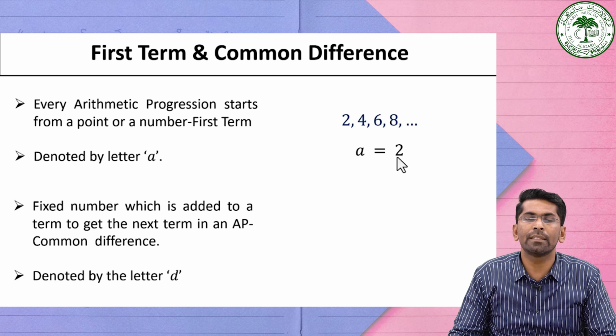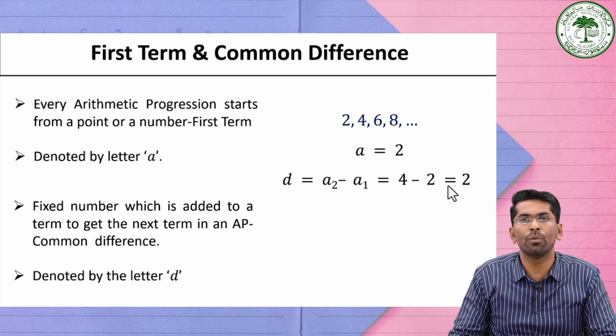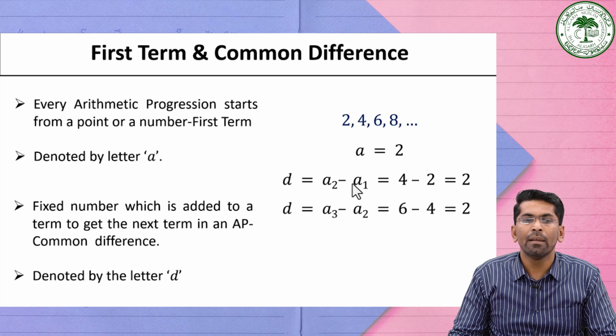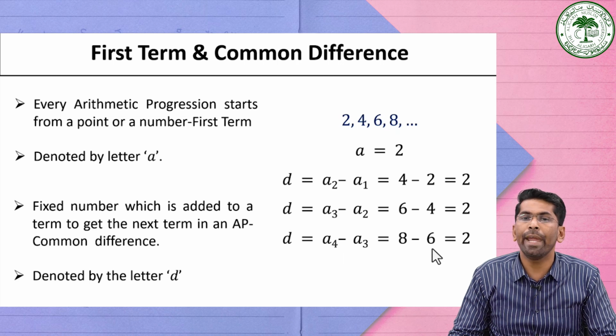Here the first term, that is a, is equal to 2. That is, the first term is the first number, which is equal to 2. The common difference, denoted by d, is the difference between two consecutive numbers. So here it is a2 minus a1, that is 4 minus 2, which is equal to 2. Similarly, consider another two terms, 6 and 4. So 6 minus 4 is again equal to 2. If you consider the difference between 8 and 6, that is a4 minus a3, which is 8 minus 6, which is also equal to 2.